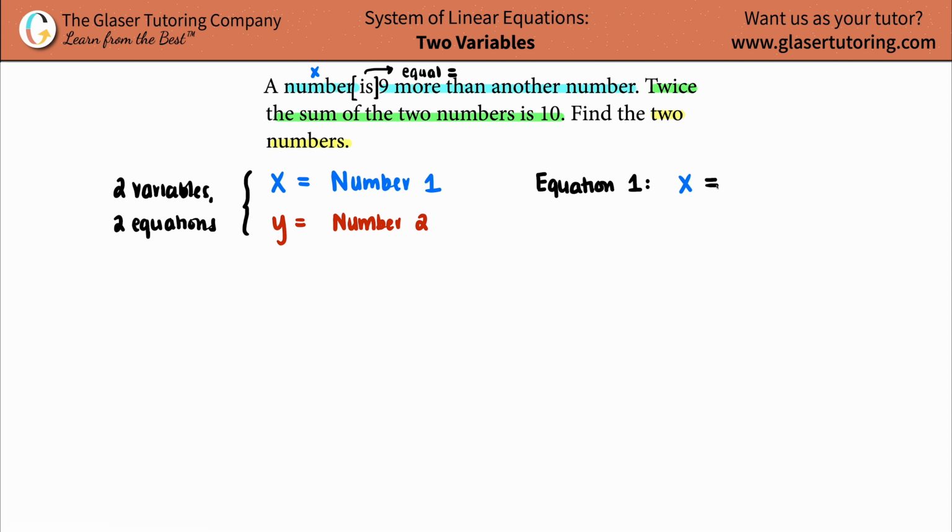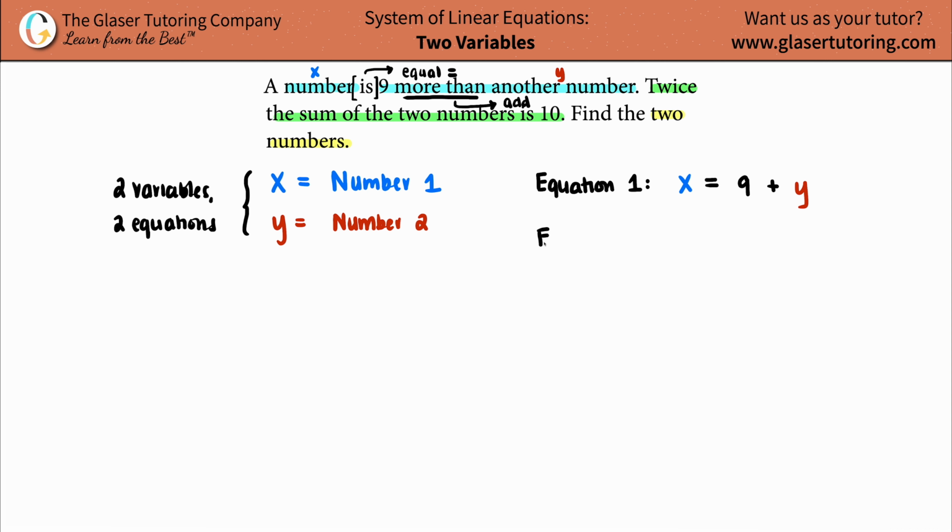So we know that X literally is, that's equal. So X equals 9. So literally I'm going to write the number 9. And "more than," is that addition, subtraction, multiplication, or division? Yeah, that's addition. If you're more than something, all you got to do is just add it up. So it's 9 more than, so 9 plus another number. And the other number that we wrote down is Y. So look at that. Easy as that. So we got X equals 9 plus Y: a number is 9 more than another number. And there you go. Now let's find out the second equation.